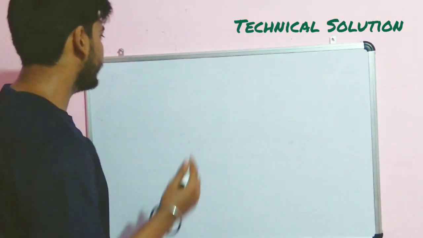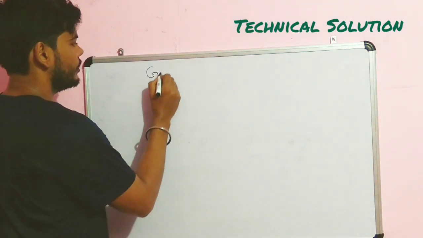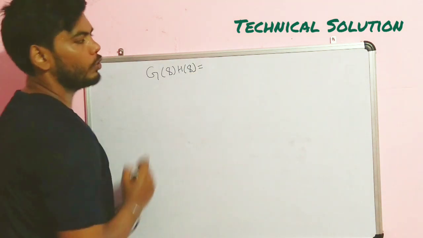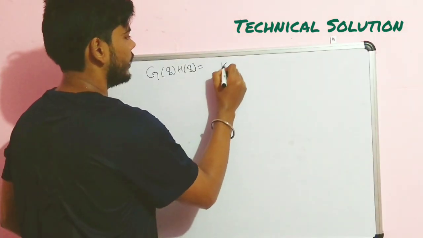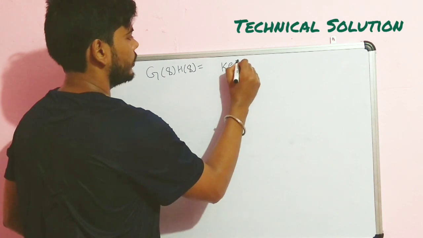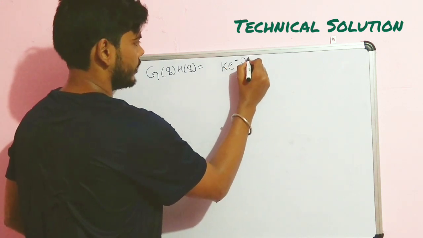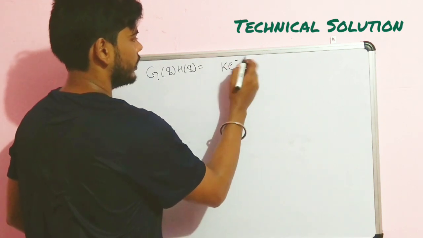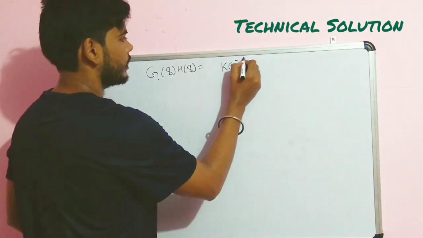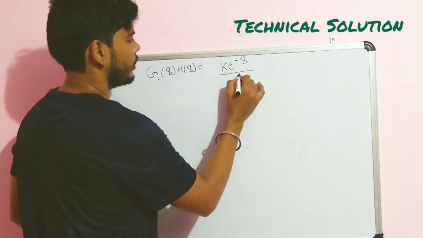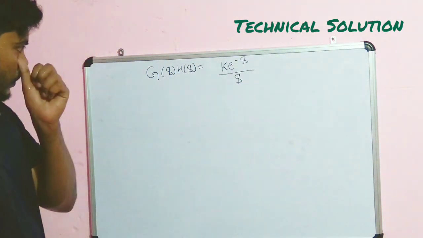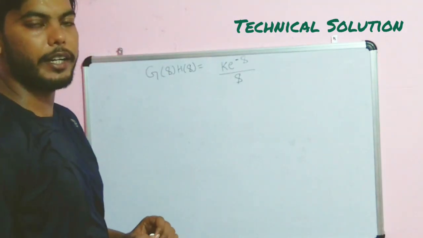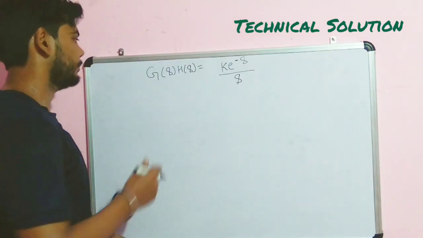Suppose we have a transfer function G(s)H(s) equal to K e raised to the power minus s upon s. So we draw a polar plot of this transfer function and find the stability of the system.